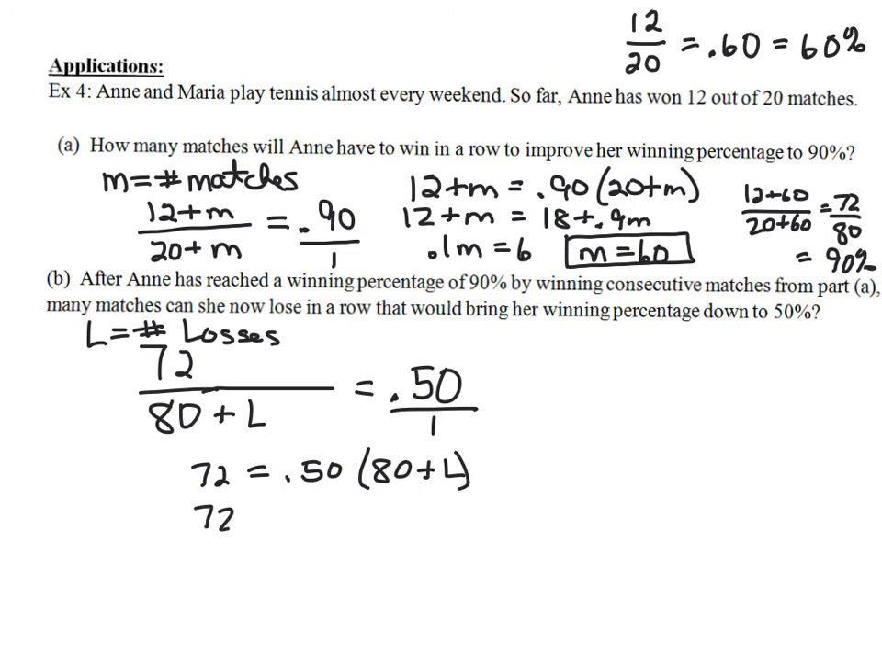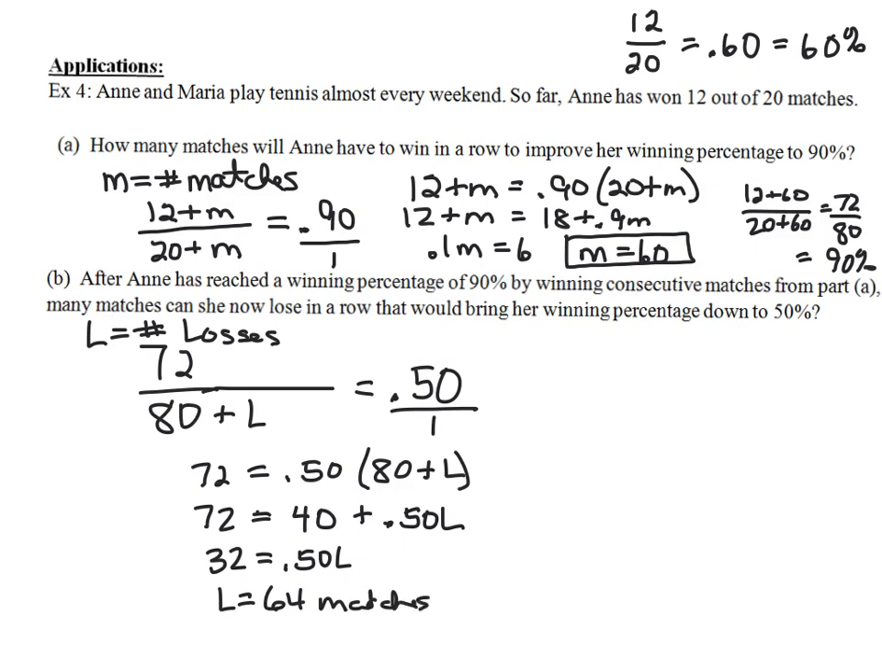So go ahead and distribute that 0.50. So that's giving us a 40 plus 0.50 L. Let's solve for L by subtracting 40 from both sides. So 32 is equal to 0.50 L. Multiply both sides of the equation by 2 or divide by 0.50. And L is equal to 64 matches.